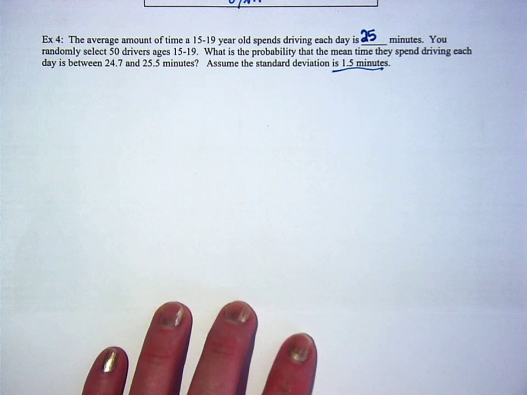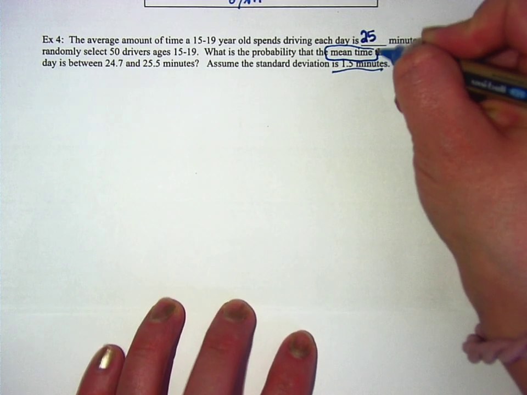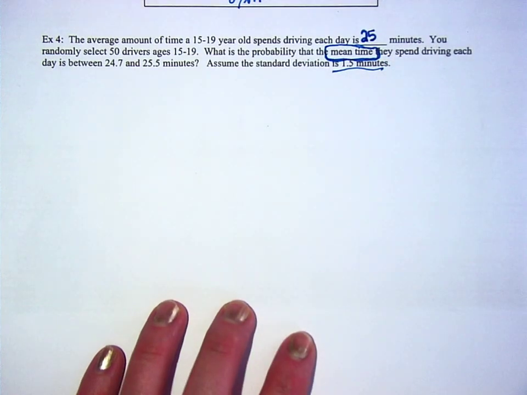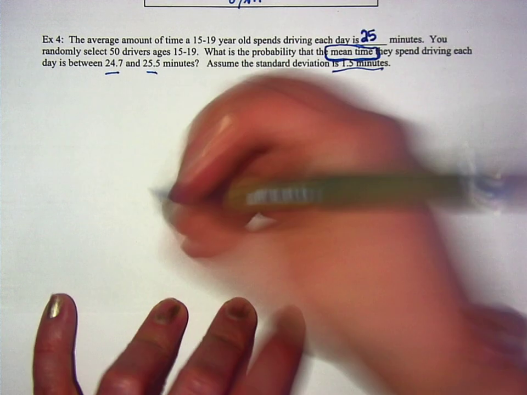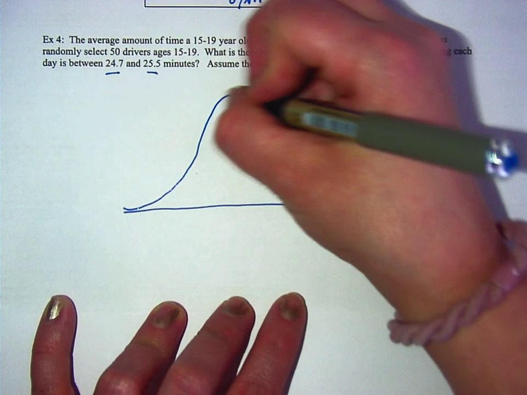You randomly select 50 drivers, ages 15 to 19. What's the probability that the mean time, do you see, this is the hint that it's a central limit theorem question. What's the probability that the mean time they spend driving is between this and this? Because we're looking at the mean of means, I can draw a bell curve.